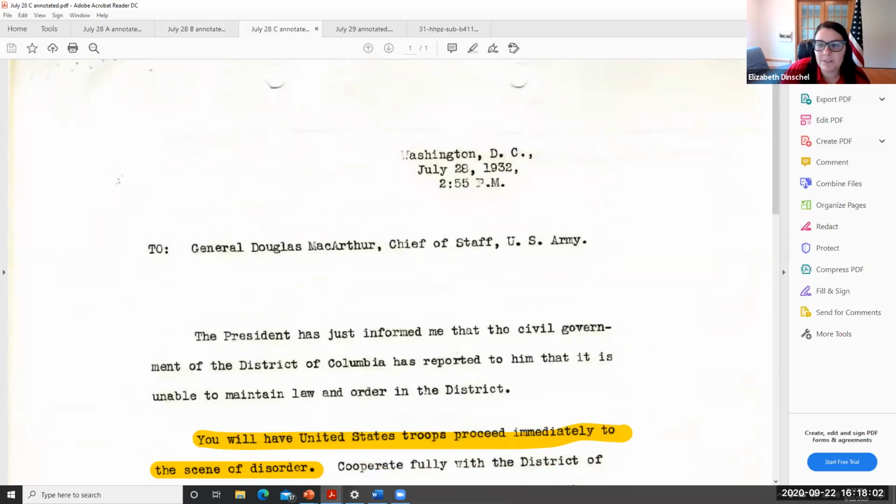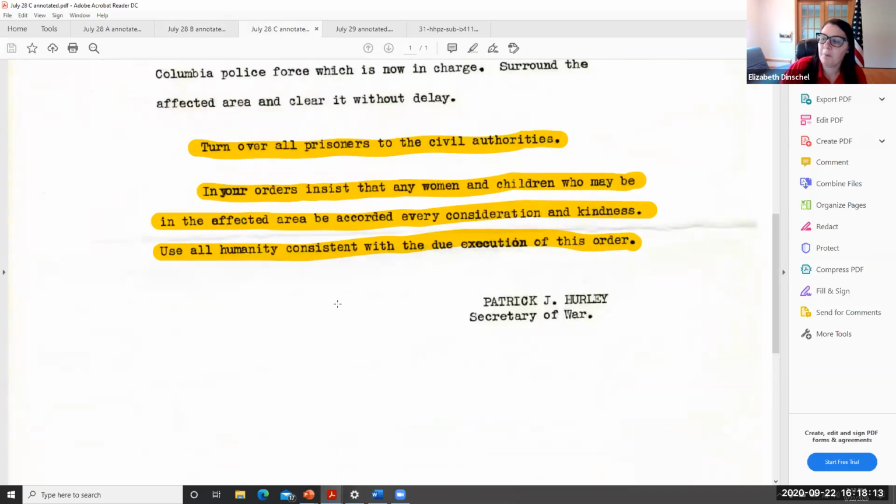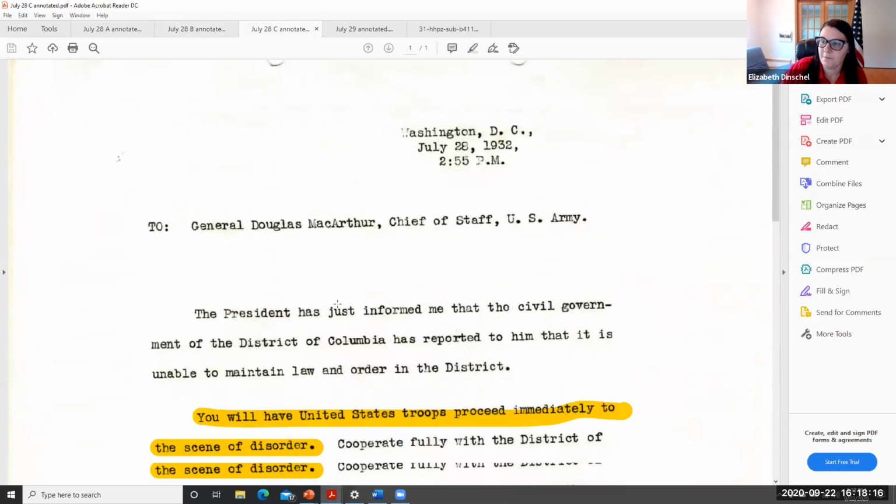So let's go on to this next document. This goes to General Douglas MacArthur. That name should sound familiar. Chief of Staff for the U.S. Army, same day. This one actually has a timestamp, 2:55 p.m. And it is from Patrick Hurley, the Secretary of War for Hoover.